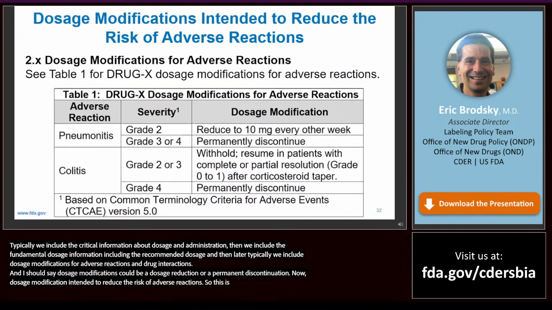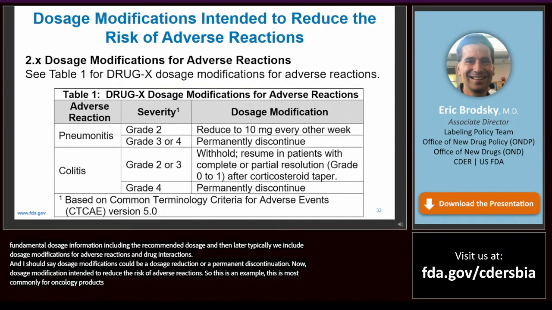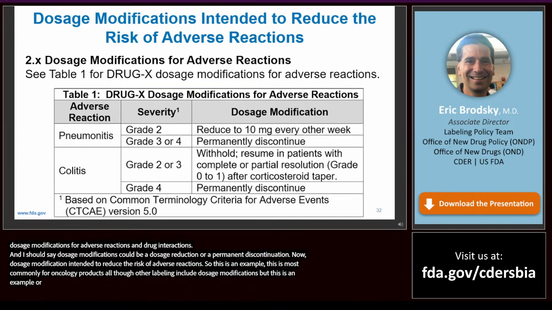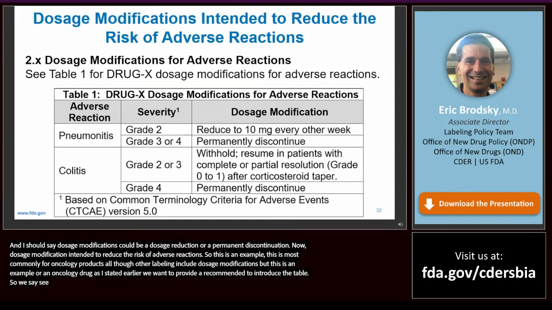So this is an example. This is most commonly for oncology products, although other labeling includes dosage modifications due to adverse reactions. So this is an example for an oncology drug. As I stated earlier, we want to provide a recommendation to introduce the table. So we say, see Table 1 for drug X dosage modifications for adverse reactions. In the table, it's complex information, so a table can be helpful. We include the adverse reaction as well as the severity. There are different dosage modifications according to the severity.